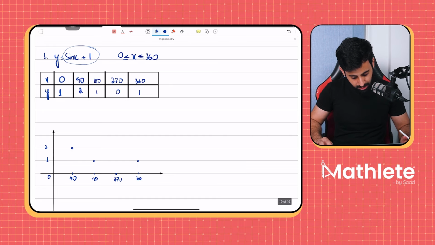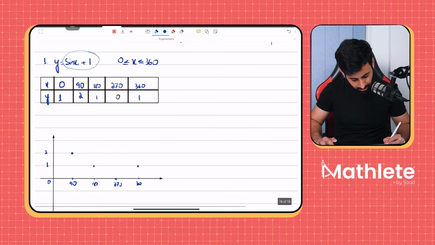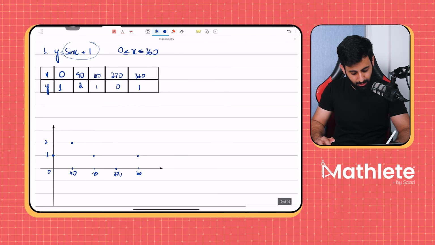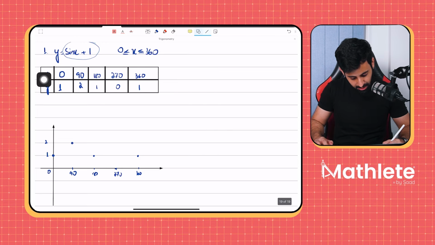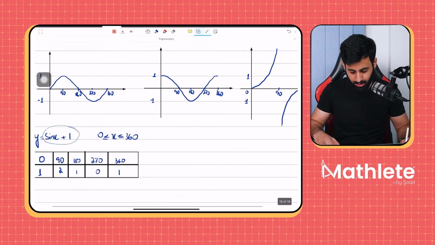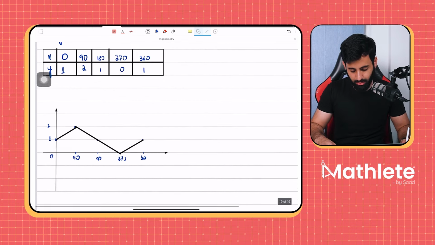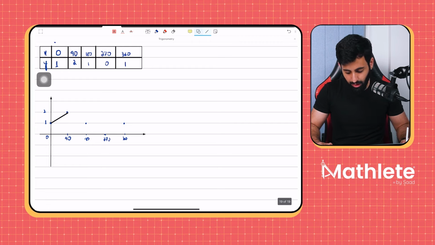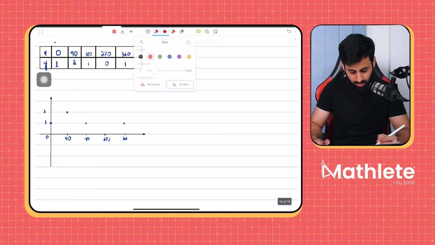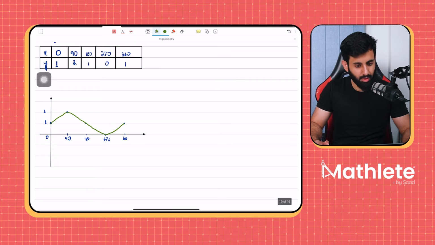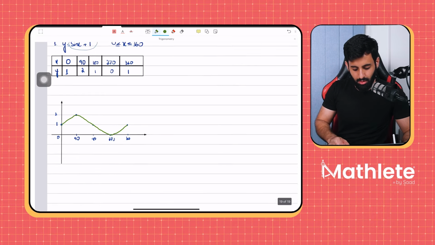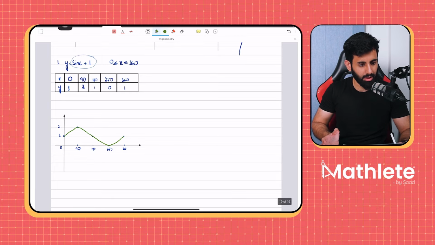Okay. Now, how does knowing the basic shape help? Here's how it helps. Knowing the basic shape will tell you how you have to connect these dots. If somebody didn't know what the basic shape was, they might just join these dots using a straight line. And we know from prior knowledge, because we know what the basic shape of sine is, that we don't make it using straight lines. It's a nice and smooth curve. Okay, so this is what it should look like. There you go.